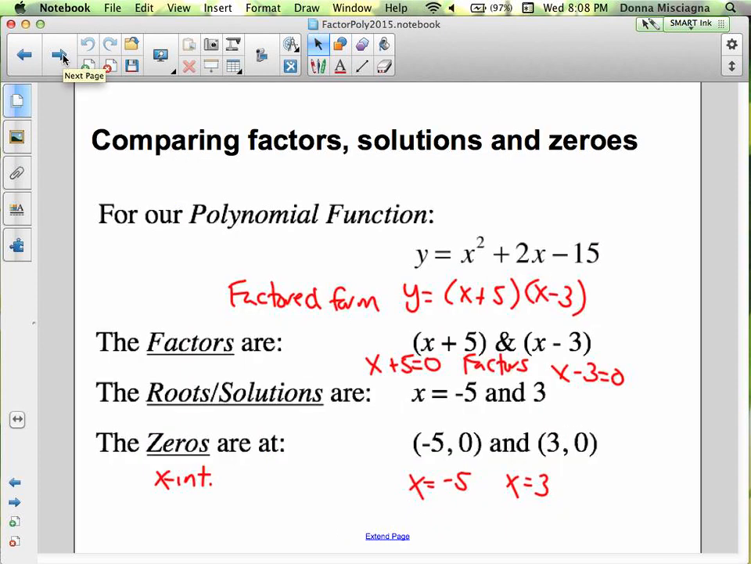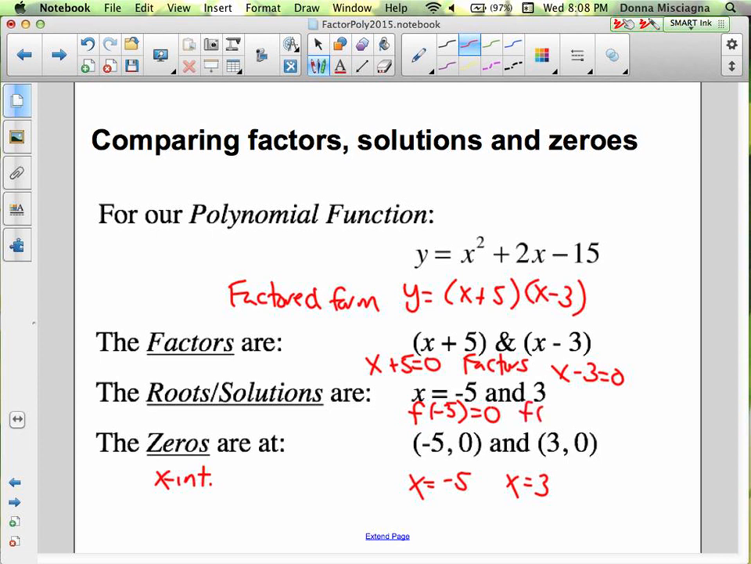So comparing factor solutions and zeros, you do have to know the difference, and know that if x plus 5 is a factor, then if I plug negative 5 into the equation, I would get 0, because negative 5, 0 is an x-intercept. It's one of our solutions. It's one of our zeros. So if x minus 3 is a factor, then if I plug in 3, f of 3, I get 0 because it's an x-intercept. And the value of y on the x-axis is 0.